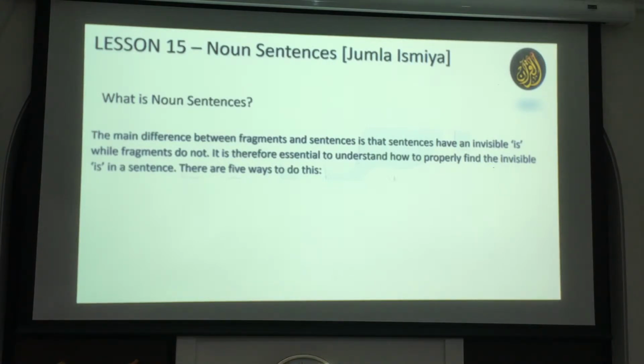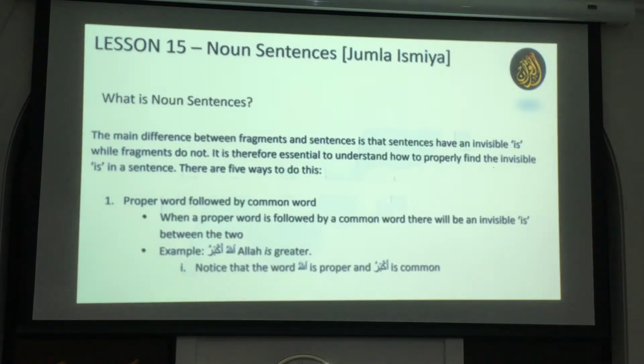There are 5 ways to do this, okay. So we have to remember these 5 ways. Whenever you see these 5 things, you put an is in between to translate them. Number 1 is a proper word followed by a common word. When a proper word is followed by a common word, there will be an invisible is between the two. For example, Allahu Akbar, Allah is greater.